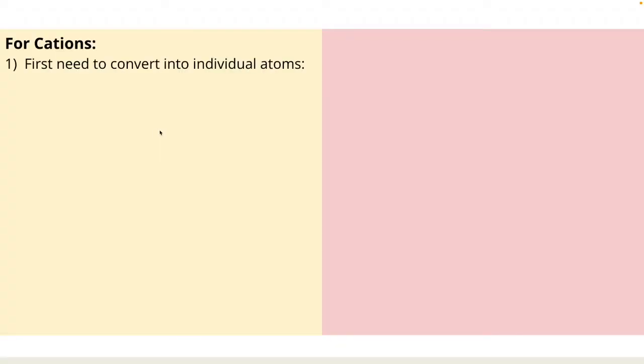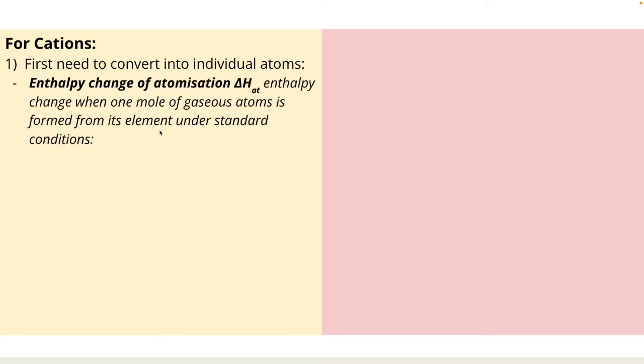First, we need to convert the elements into individual atoms. And luckily there's an enthalpy change we've investigated previously, which is called the enthalpy change of atomization, the ΔHat to represent atomization. Enthalpy change when 1 mole of a gaseous atom is formed from its element under standard conditions. So we're going to have a ΔH of atomization for our metal into a gaseous atom.